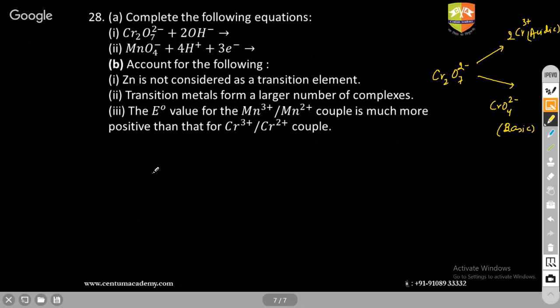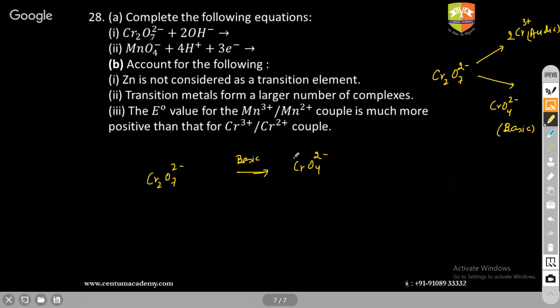Now you see the reaction is what? Cr2O7 2 minus. Since the medium is basic here, this will convert into CrO4 2 minus. This you have to memorize. There are a few things here you have to memorize. Like in the previous example I gave you for KMnO4, that is MnO4 minus, this is now for Cr2O7 2 minus. Acidic medium Cr3 plus, basic medium CrO4 2 minus.